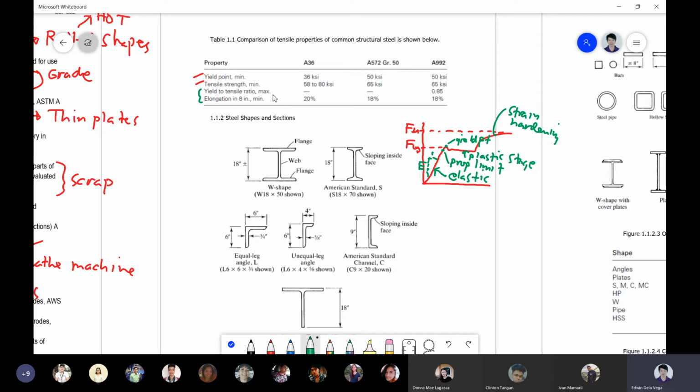sample of this specimen. Okay, for A36 steel, we have 36 KSI, then 58 to 80. Okay, normally we use the minimum. For A572, we have 50 and 65. Also for A992. Okay. So here, you notice that they are just the same, but this is more of a low alloy, and this is for a high alloy steel.